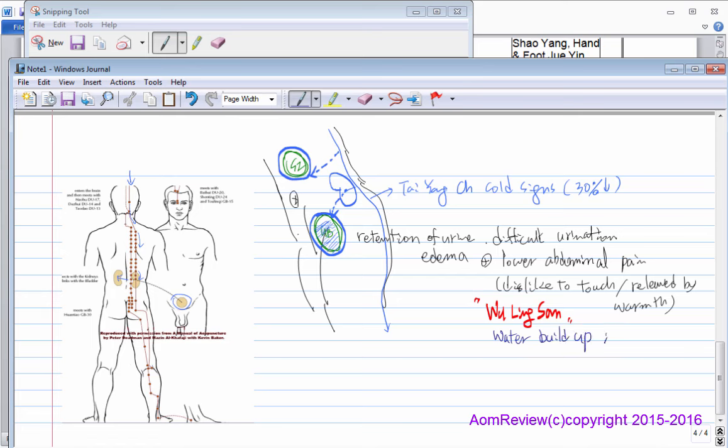Water buildup in Taiyang Fu. The water buildup condition in Taiyang Fu, so that we call the Wuling San condition. Anyway, with cold invading to here, this water may not come out.